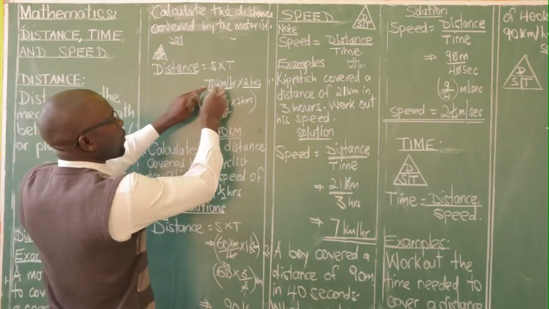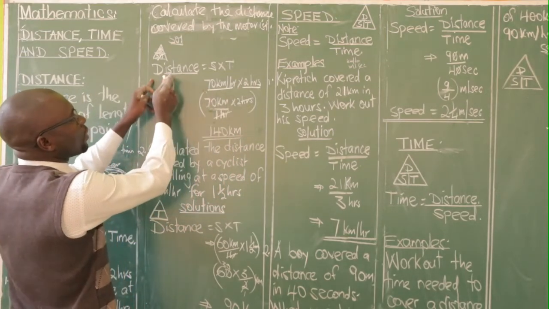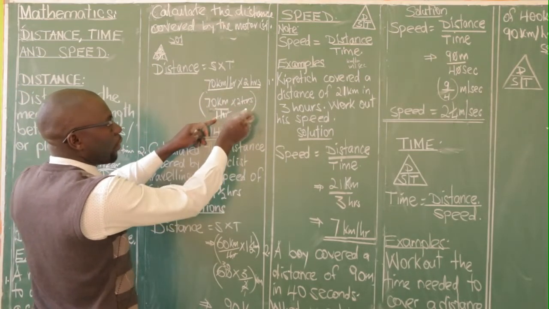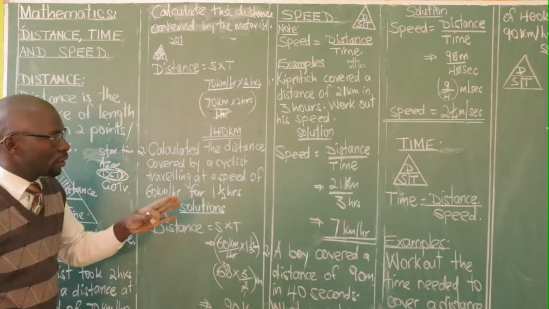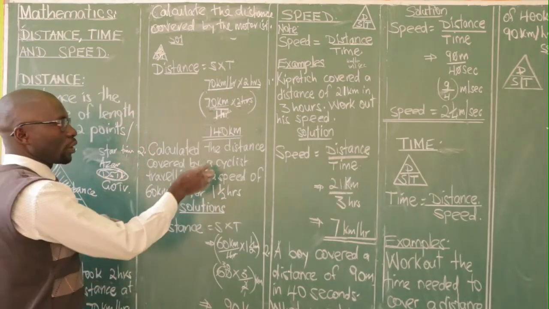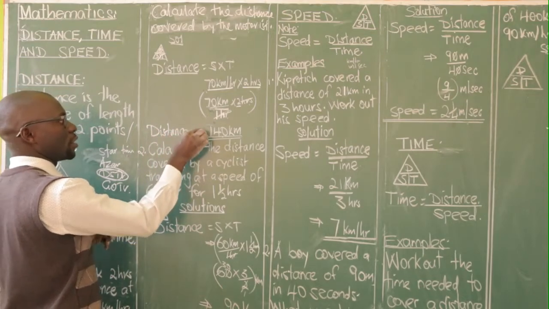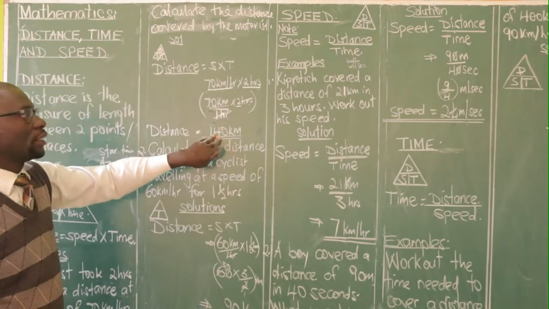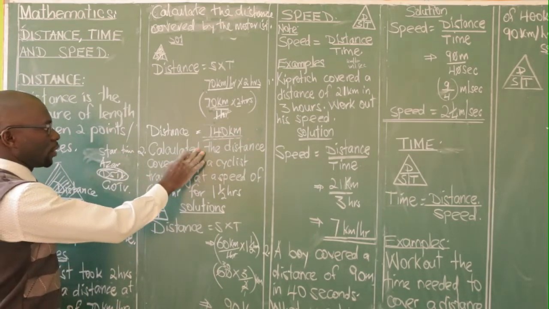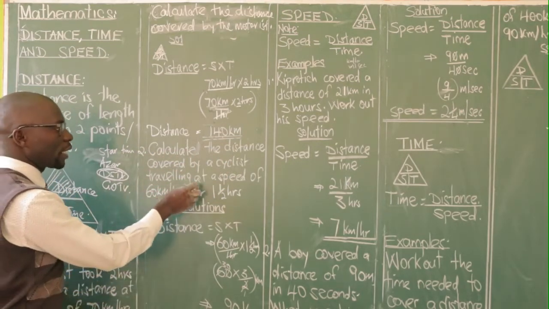So we are just going to say 70 kilometers per hour times 2 hours. Because the formula for finding distance is speed times time. So it's 70 kilometers out of 1 hour times 2 hours. So the hour and the hours will disappear, and then we remain with 70 kilometers times 2, which will give us 140. So the distance covered by this motorist was 140 kilometers.